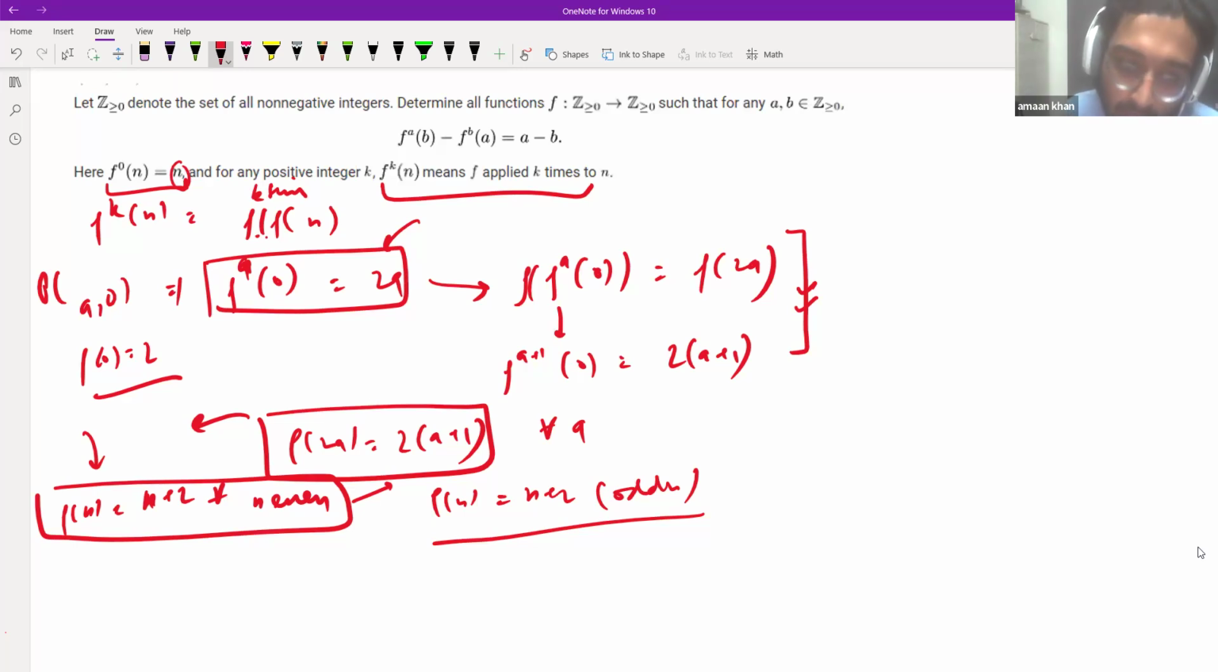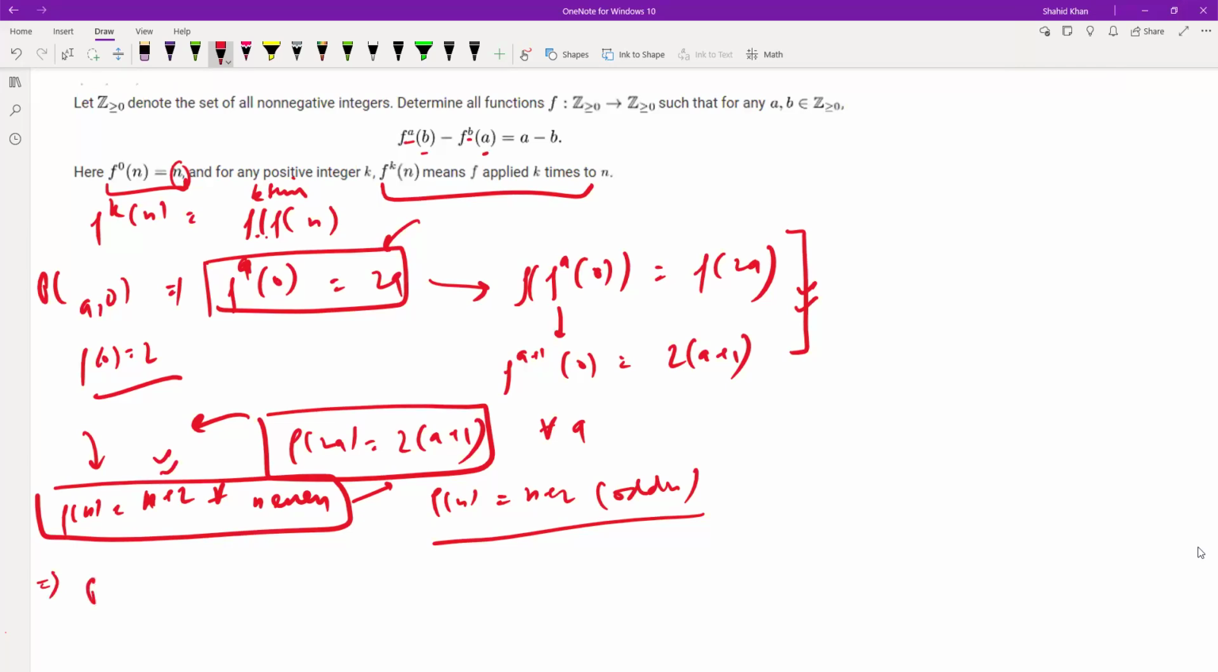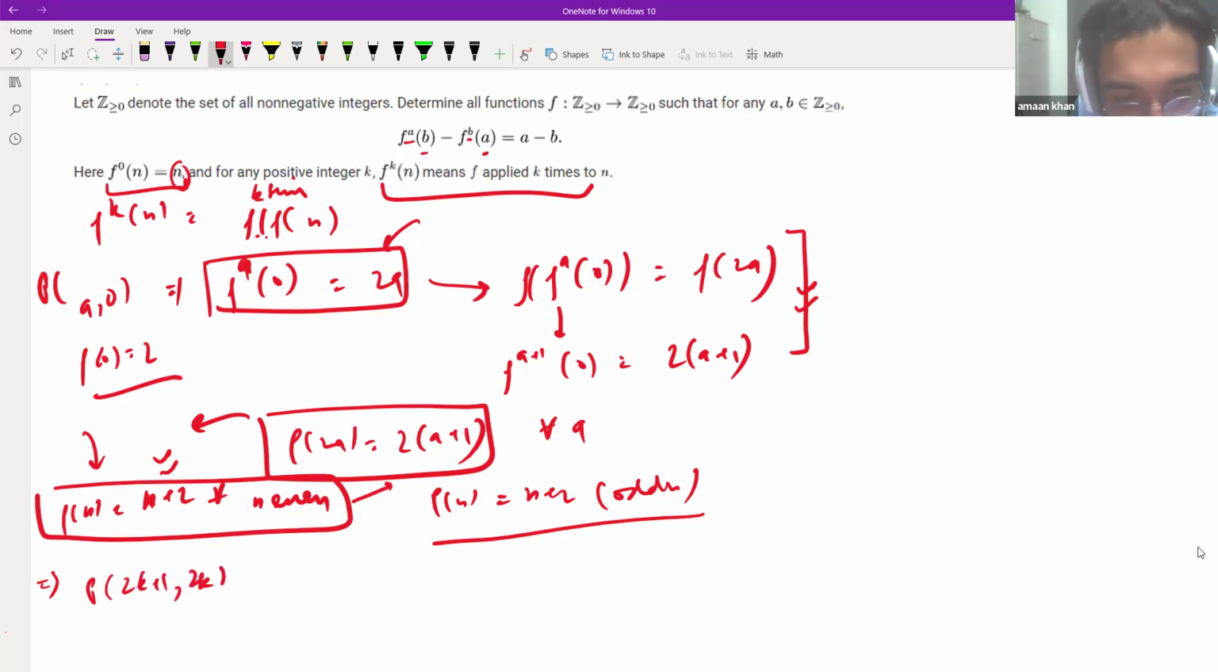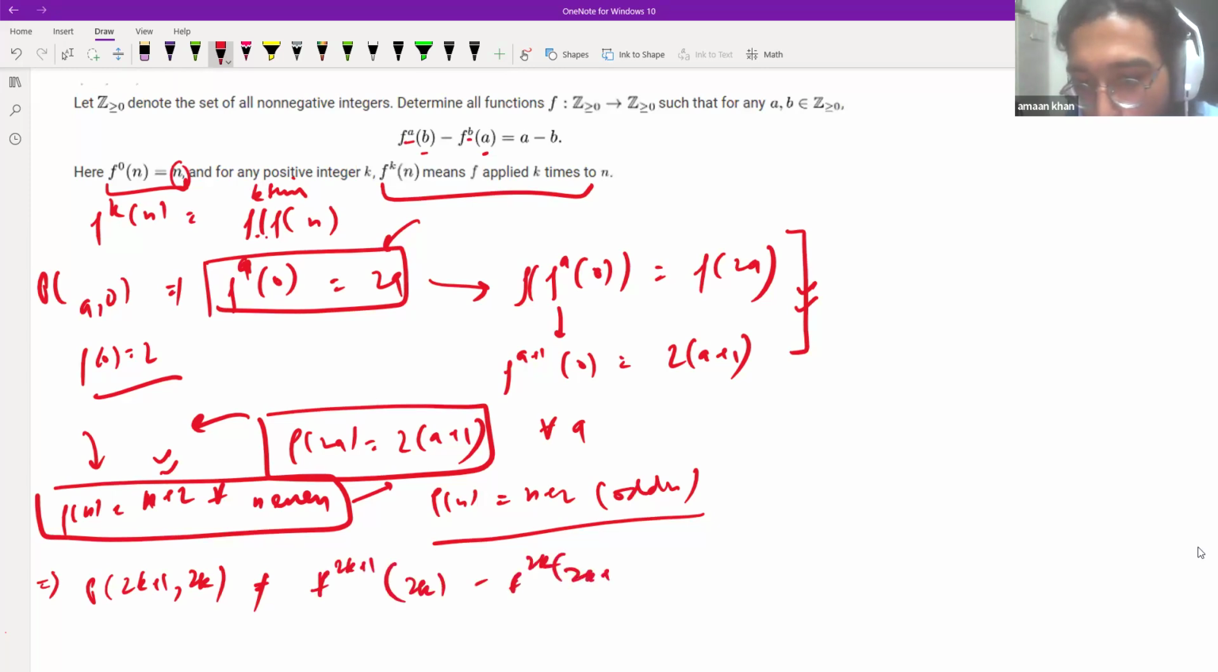Also, because you have f of n is n plus 2 for even n, you need to try to make one of a and b even so that you have some useful stuff. I was doing the same, b even and a odd, so maybe we could get something. Okay, so you want to make b even and a odd. Yes. So let's try that. What do you have? Okay, 2k plus 1, 2k.